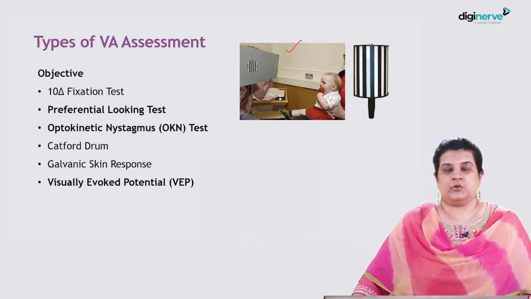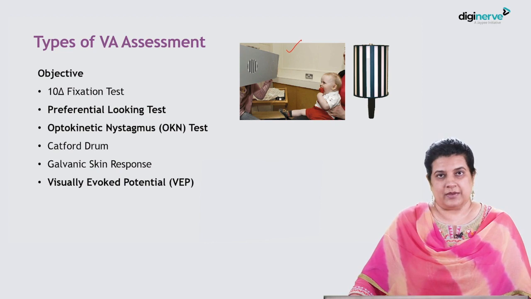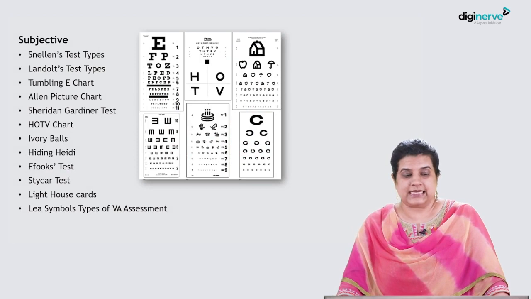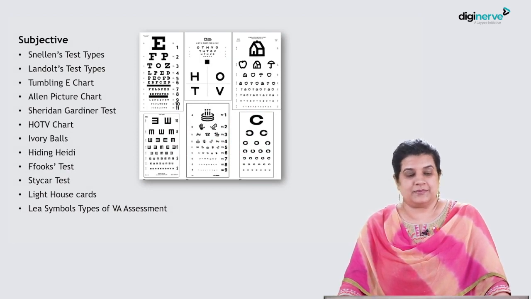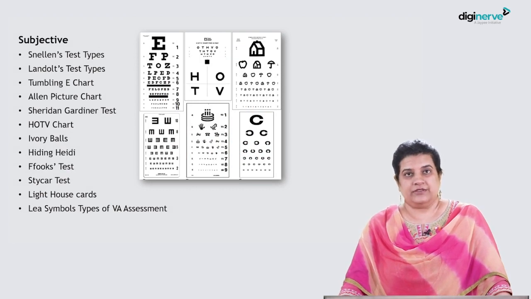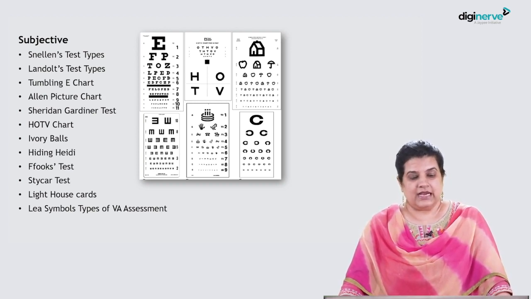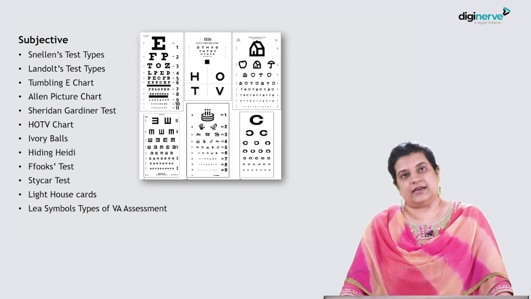Out of all these, visual evoked potential is the most reliable and the most objective, and this can come as an MCQ question. There are several subjective tests which involve reading the charts. They include the Snellen's test types, the Landolt's test types, tumbling E-chart, Allen picture chart, HOTV chart wherein only 4 letters are placed, H, O, T and V, Heidi, Sheridan-Gardiner test, the Lighthouse test and the Sheridan-Gardiner test.